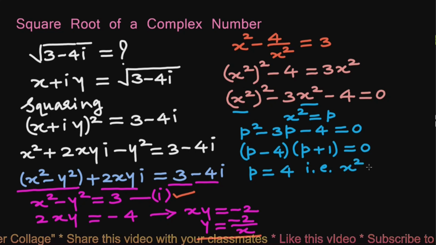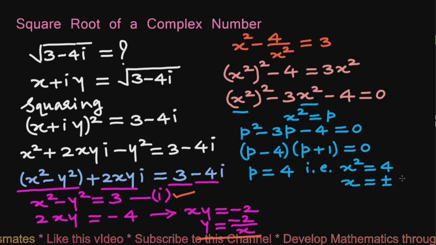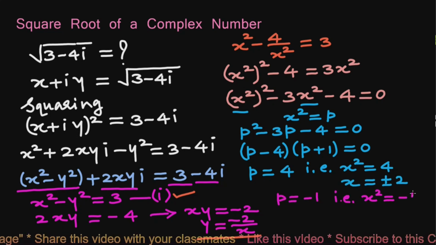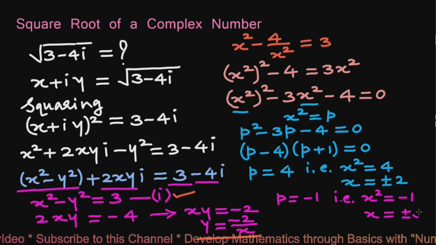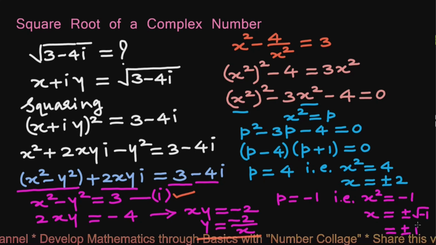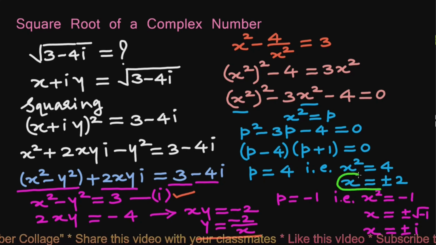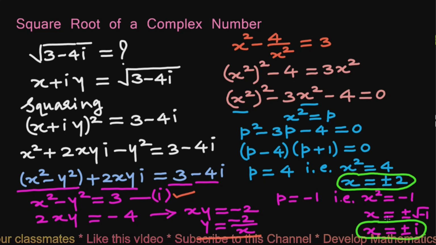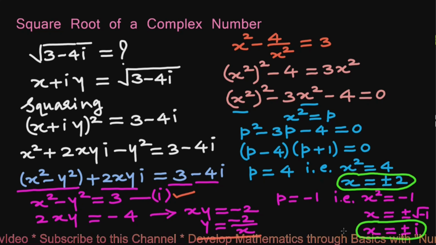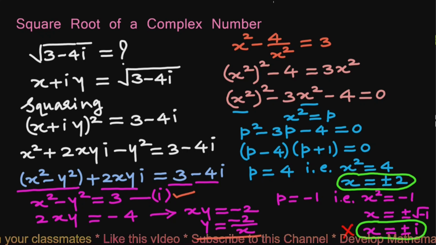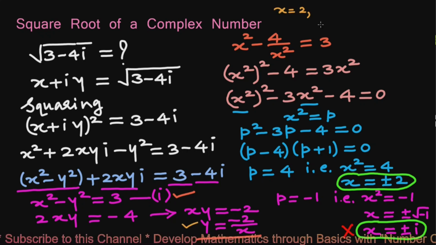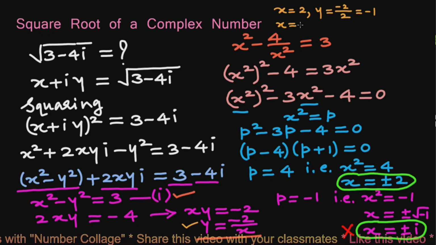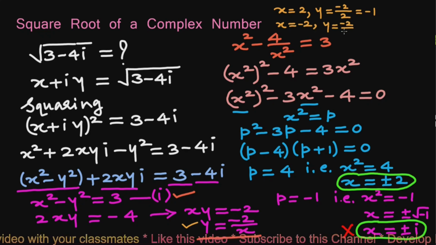is x square equals 4 and x equals plus minus 2, and p equals minus 1, that is x square equals minus 1, or x equals plus minus root minus 1, that is plus minus i. So here we got real values of x, plus minus 2, and imaginary values of x, plus minus i. But since x is real, we will not accept these values of x. Now when x is 2, y will be minus 2 upon 2, that is minus 1, and when x is minus 2, y will be minus 2 upon minus 2, that is 1.